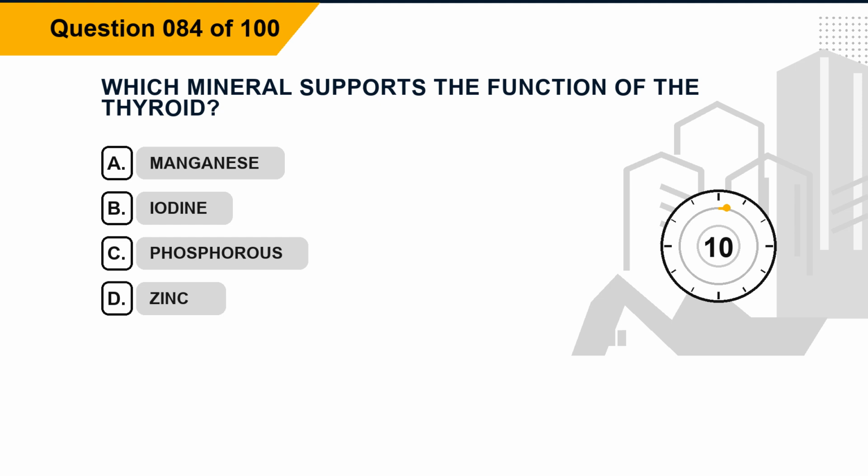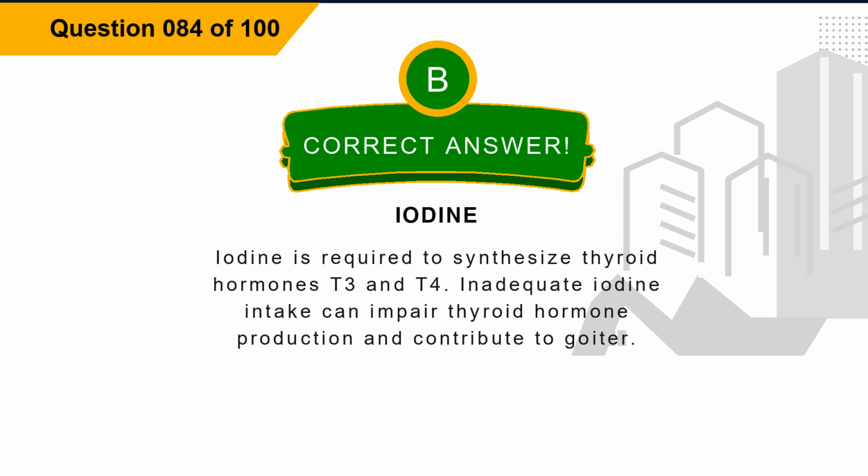Question 84. Which mineral supports the function of the thyroid? Option A, manganese. Option B, iodine. Option C, phosphorus. Option D, zinc. The correct answer is option B, iodine. Explanation. Iodine is required to synthesize thyroid hormones T3 and T4. Inadequate iodine intake can impair thyroid hormone production and contribute to goiter.